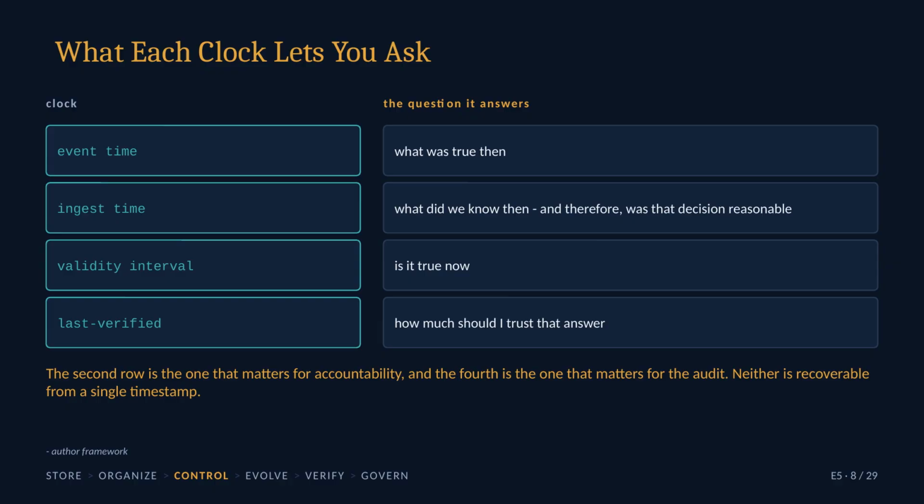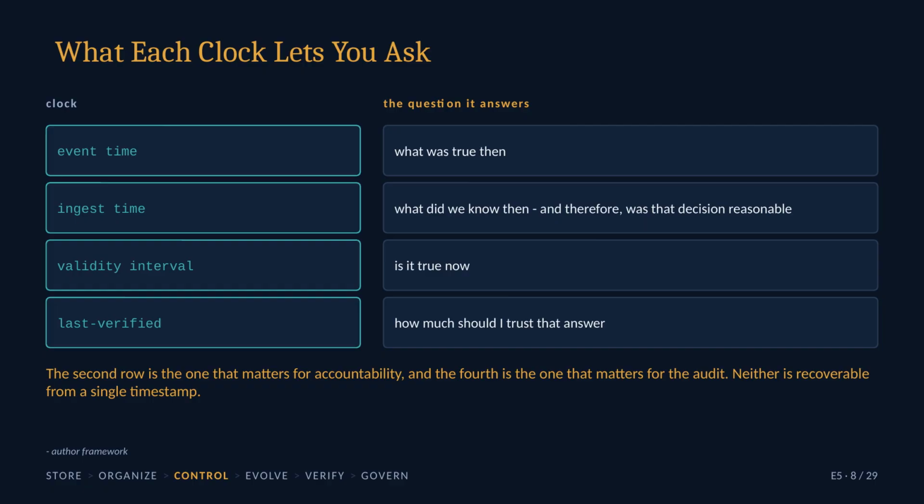Each clock buys you one question. Event time, what was true then? Ingest time, what did we know then, and therefore, was the decision the agent made at that moment a reasonable one given what it had? Validity interval, is it true now? Last verified, how much should I trust that answer?